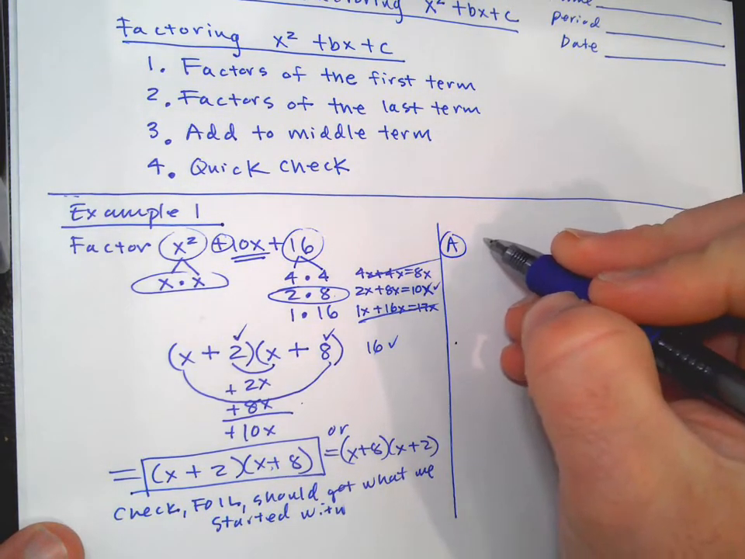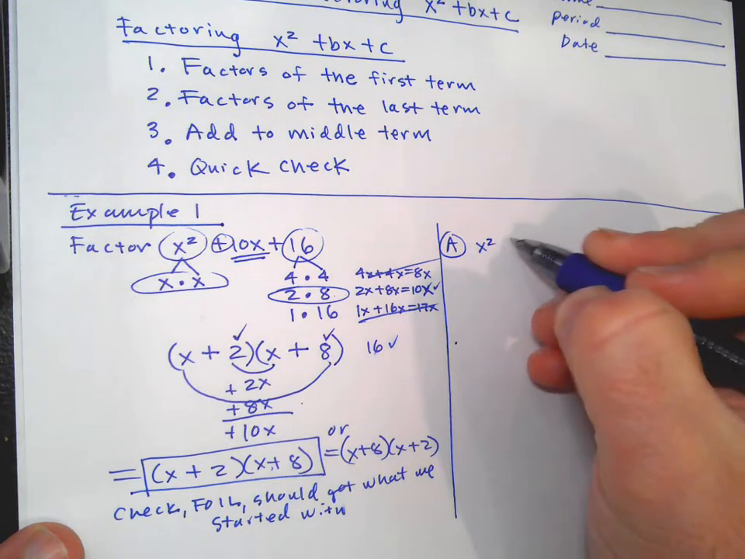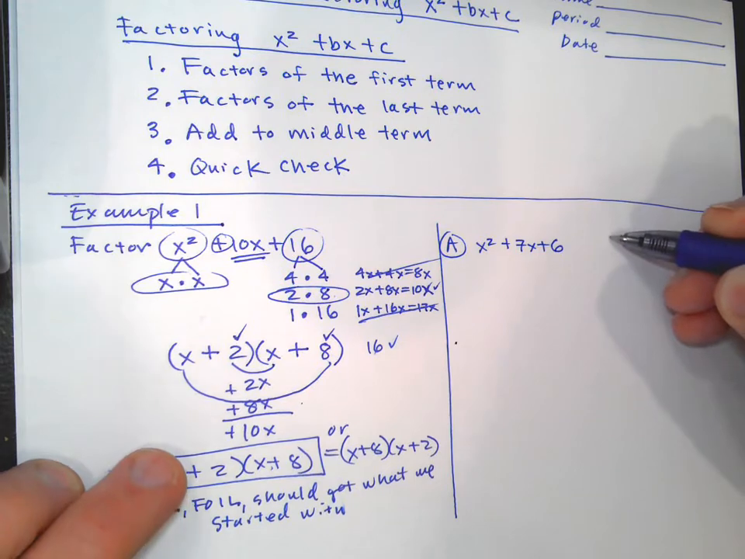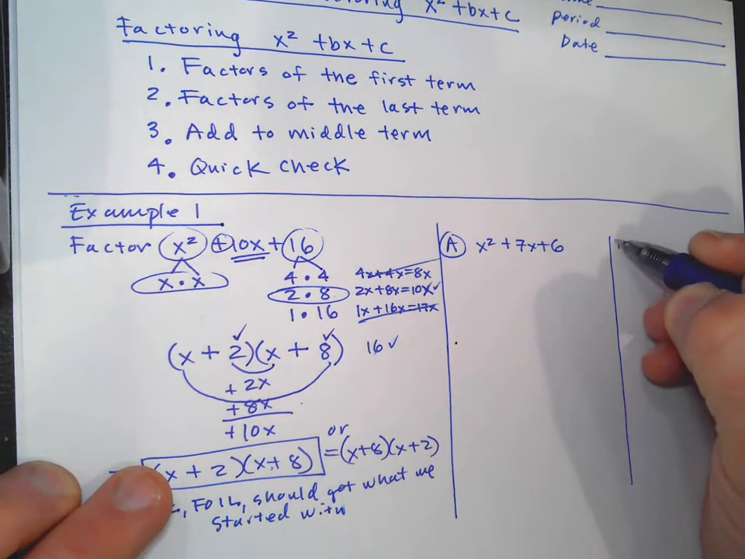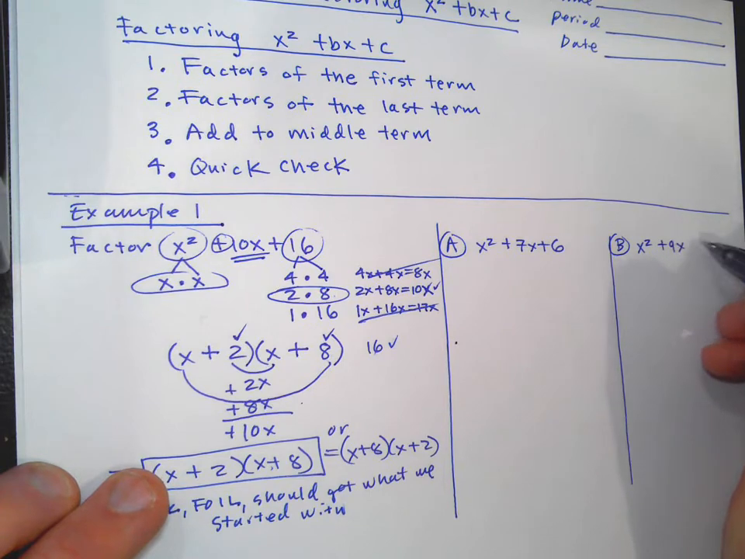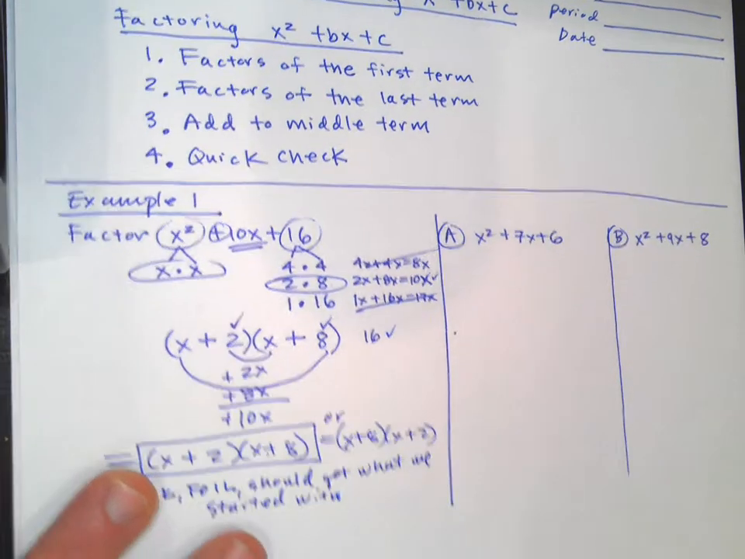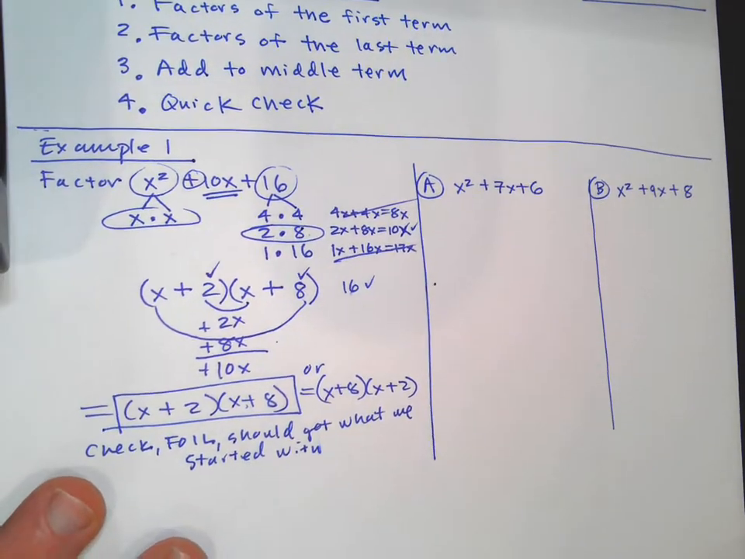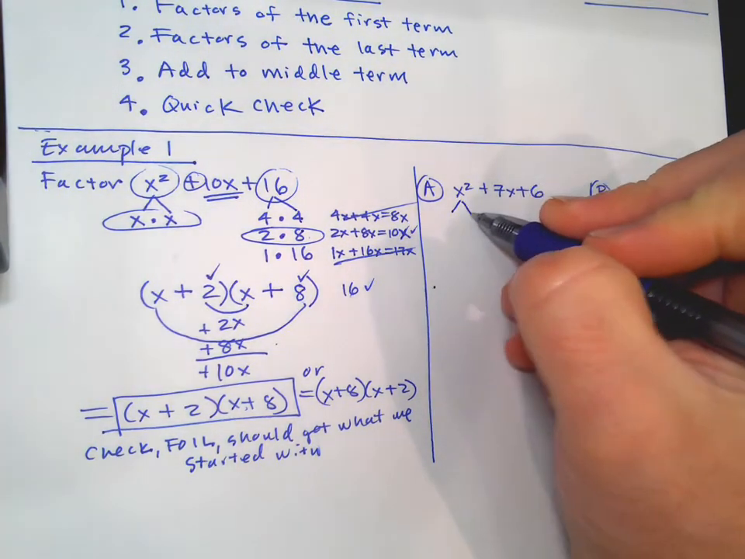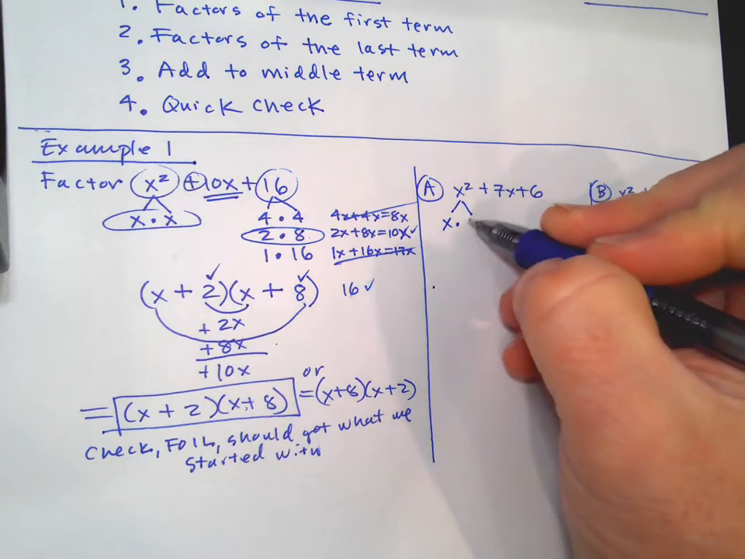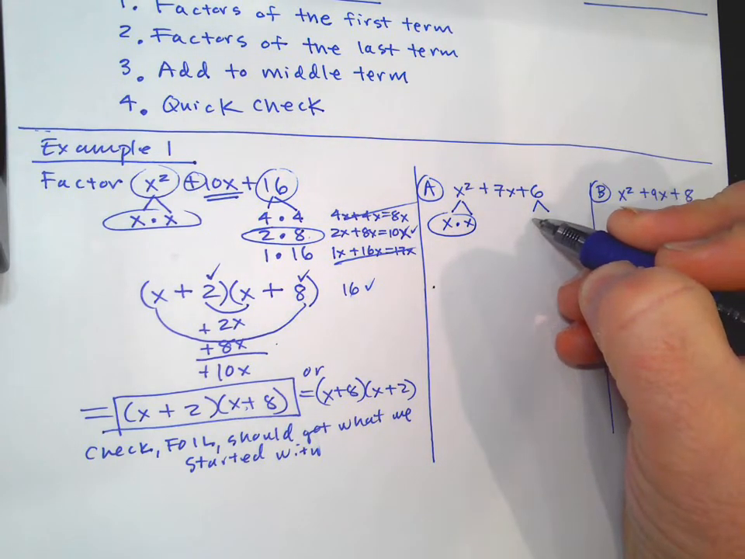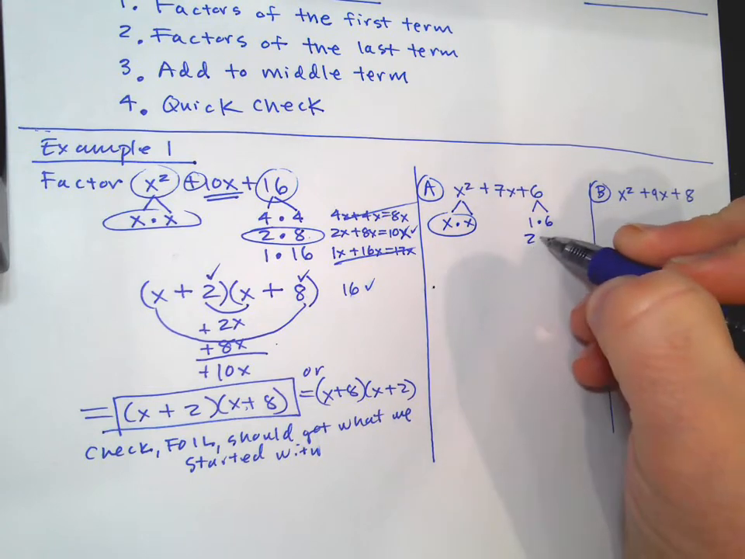Example 1a, x squared plus 7x plus 6. And we'll do another one, x squared plus 9x plus 8. And so let's go through the steps. We want to find all the factors of the first term, which in this case would be x times x, and all the factors of the last term, which would be 1 times 6 and 2 times 3.